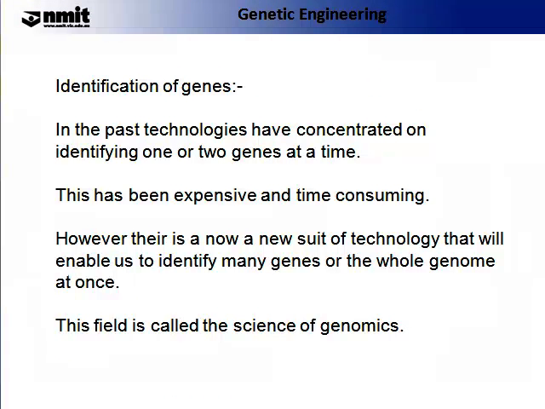In the past, the identification of one or two genes was conducted at a time. This has been very expensive and time-consuming. However, technology is gaining pace, and now a new suite of technologies exists so that we can identify many genes or even the whole genome at once. This field is called the science of genomics, or genomics.